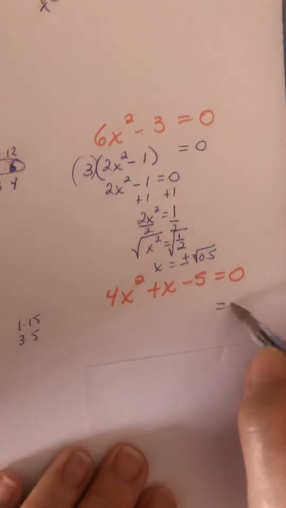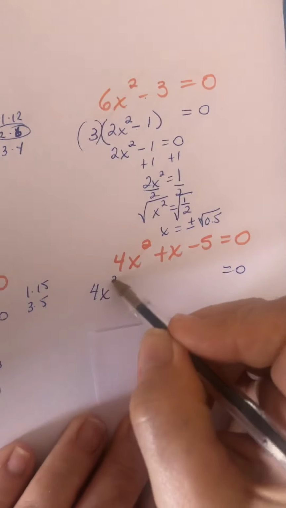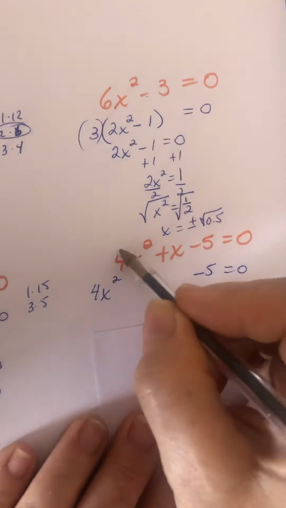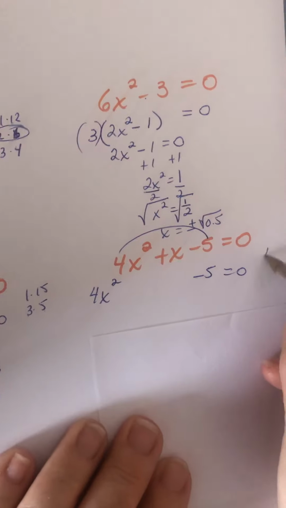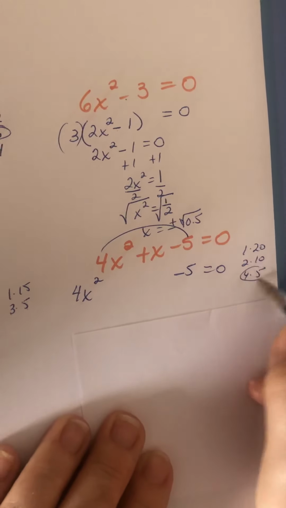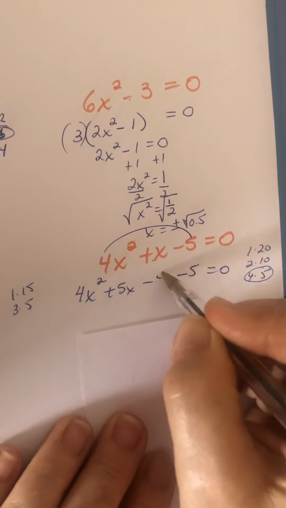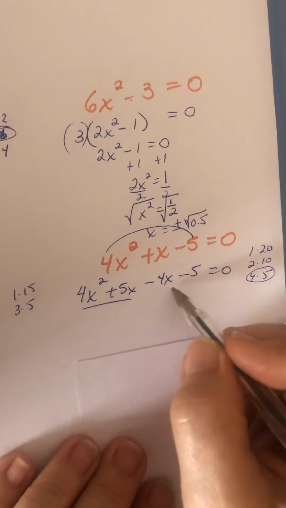And the last one. Uh-oh, I don't like this one because it's bow and arrow. It's the long one. Copy the first, copy the last. 4 times 5 is 20. 1 times 20, 2 times 10, 4 times 5. These two will give me a 1. Plus 5x minus 4x. Now we do grouping, 2 and 2.